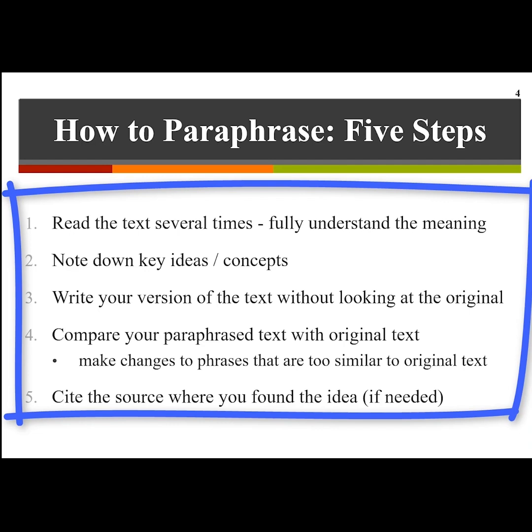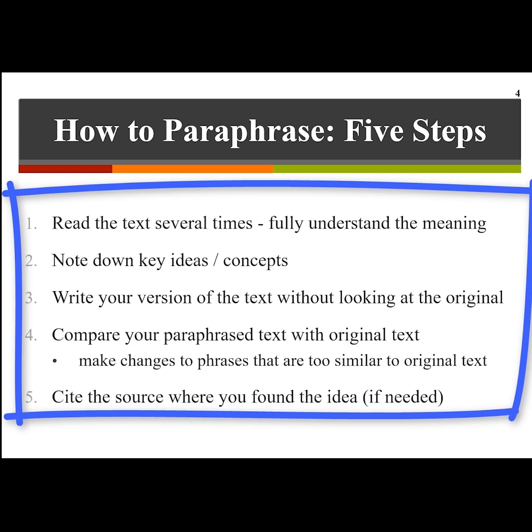So, it's like when you watch a movie once. If you watch it 2 or 3 times more, you'll get a better understanding of the storyline and the plot and what's going on, right? So try to read it more than once. Note down any key ideas or concepts, and then write your version of the text without looking at the original. So maybe put a piece of paper on the original once you've read it 2 or 3 times, and then you can write your version. And then you can compare it, right? And you can see how similar or dissimilar it is, right?